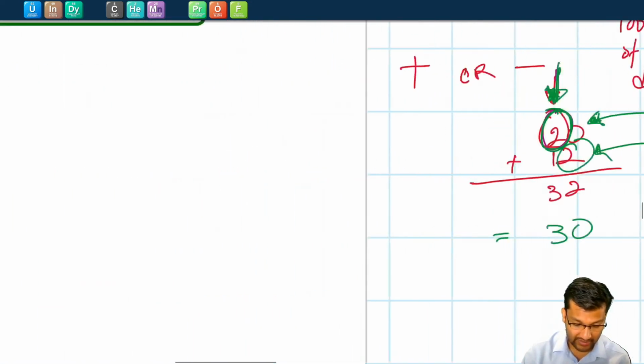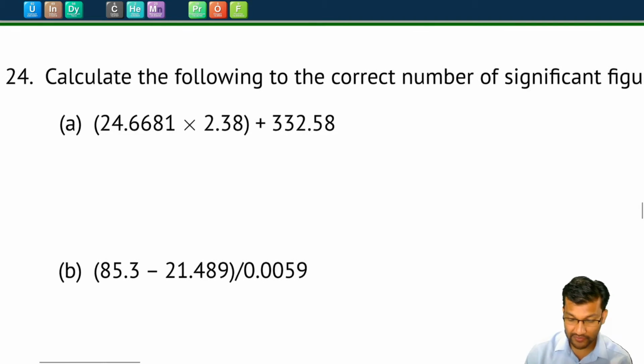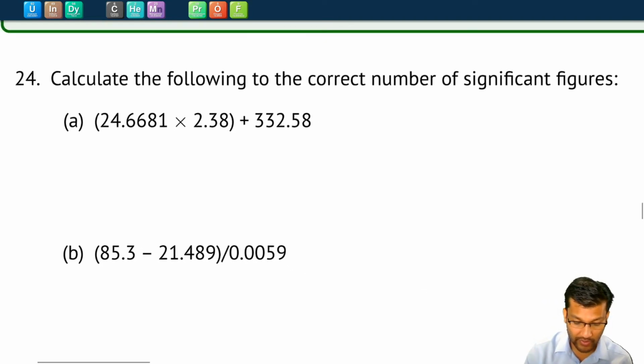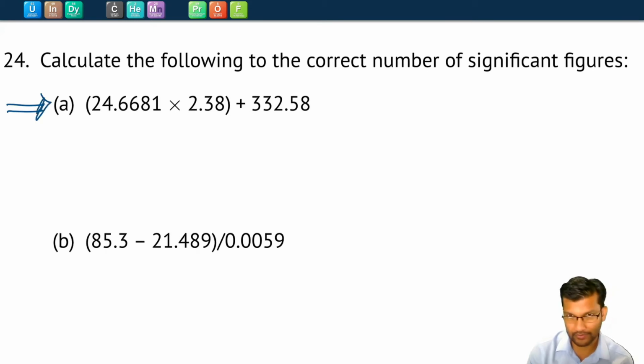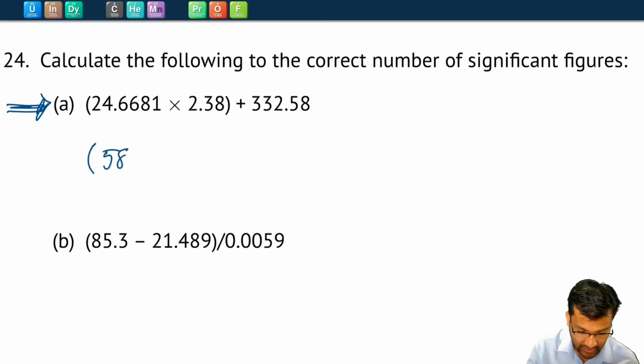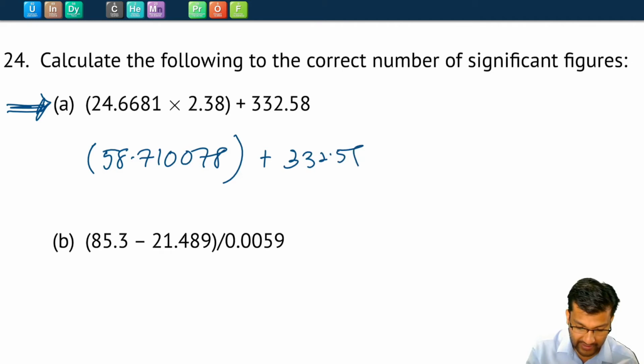Let's look at it a little bit more practically in some examples. You can pause and try this first before you look at my answer, but we're going to do letter A. So here we have 24.6681 times 2.38 in parentheses plus another number. In math, we do the brackets first. So let's do 24.6681 multiplied by 2.38. That gives us, for the parentheses, 58.710078 plus 332.58. So I did the parentheses first.